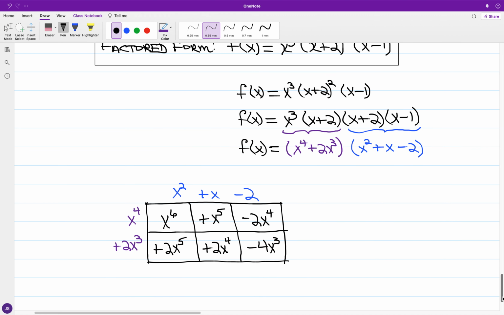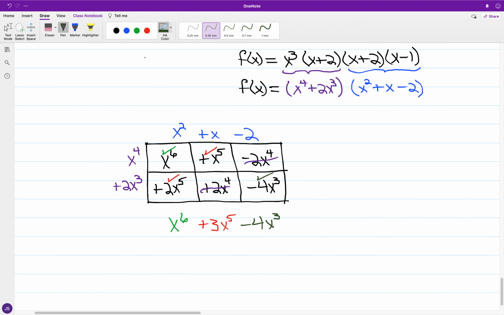So just looking at what we have in the setup, the highest order term is x to the 6th. And in 5th order, we have 2x to the 5th plus x to the 5th, so we're going to have 3x to the 5th. And if you notice, we have 2x to the 4th and negative 2x to the 4th, so in essence these are going to go out. And for what we have left standing, we're going to have minus 4x cubed. So we're going to have in expanded form.